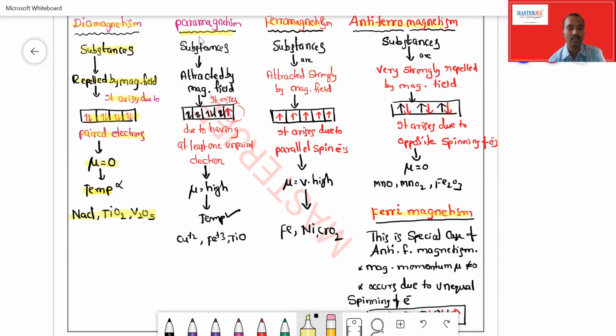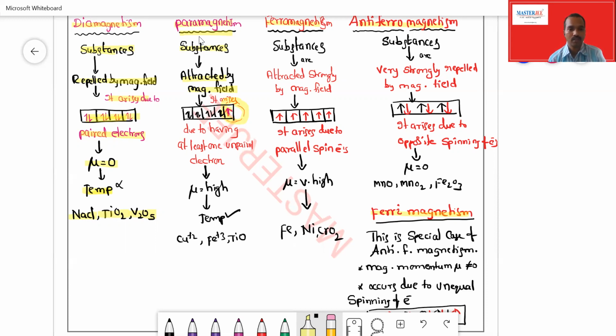Next, paramagnetism. Paramagnetism means substances which are attracted by the magnetic field, that is, complexes attracted by the external magnetic field are called paramagnetic substances. Why do they exhibit paramagnetism? Because of having at least one unpaired electron. Due to the presence of at least one unpaired electron, they are attracted by the magnetic field. Definitely they will exhibit a certain magnetic moment, mu is high.